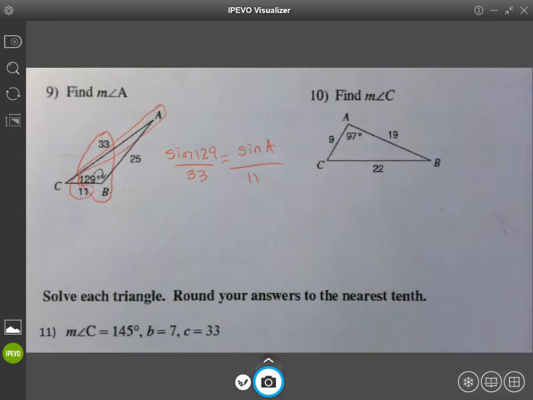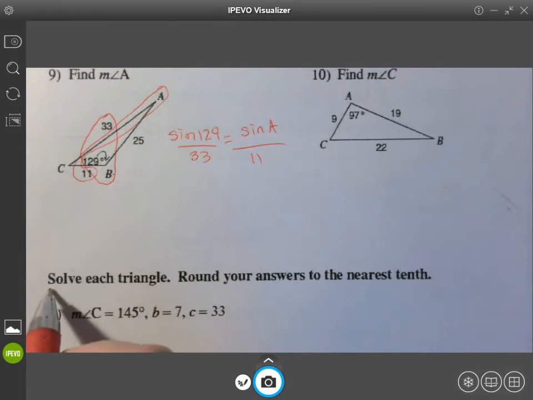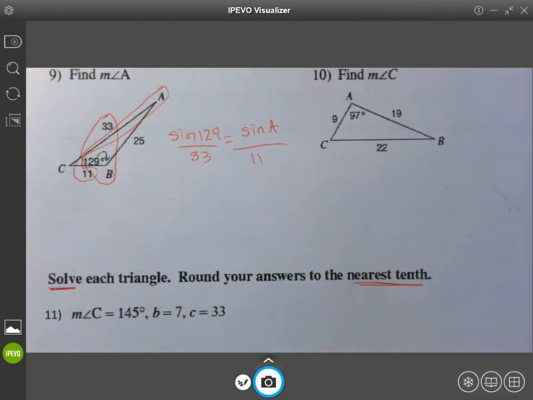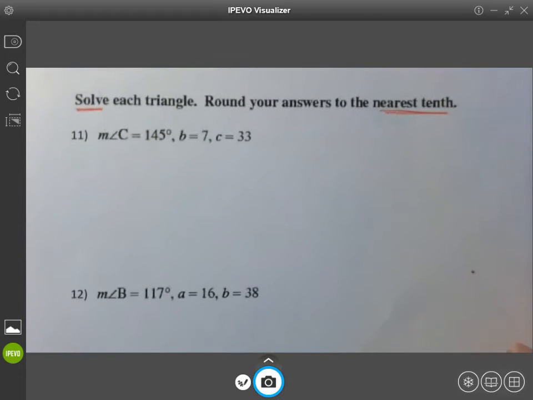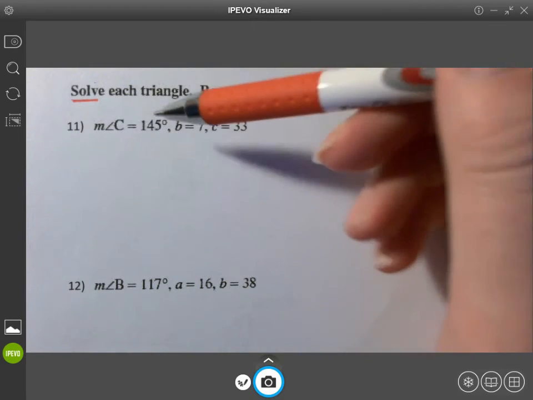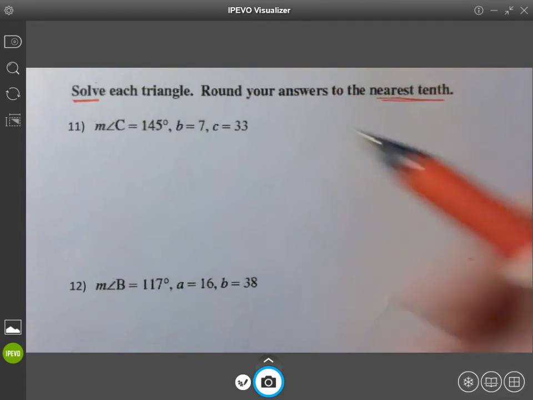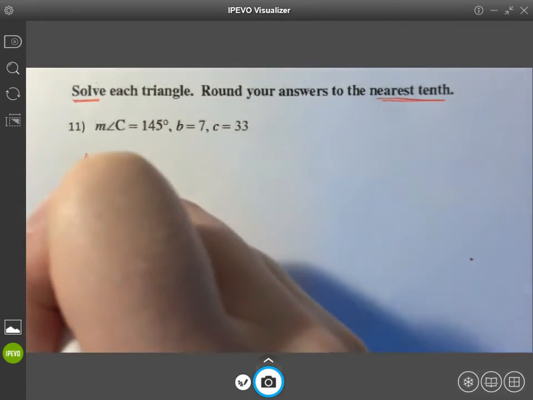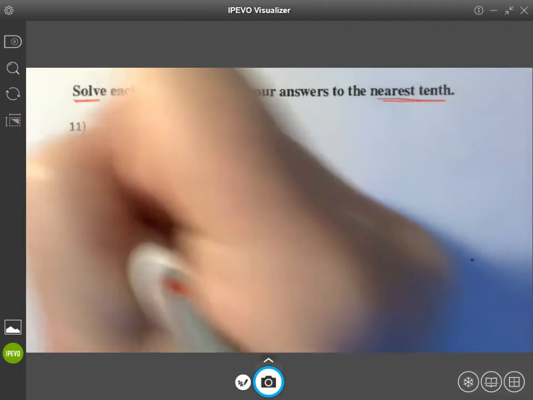Okay, then when you look at numbers 11 through 13, it says solve each triangle. Now this is going to take just a little more effort. Solve each triangle means find all 3 angles and all 3 sides, everything to the nearest tenth. So first, we want you to draw the triangle. And these are all pretty much the same. They give you 1 angle and 2 sides. So sketch your triangle, label it ABC.